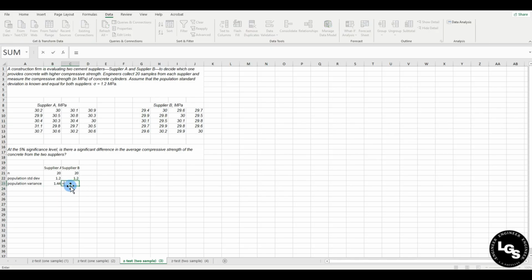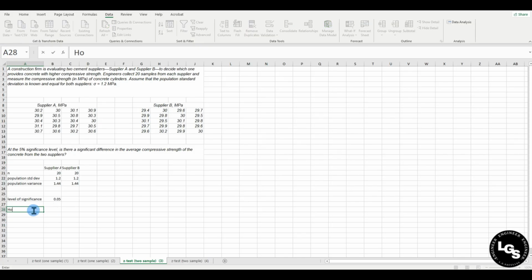Same with this one. So mathematically, they also have the same variance because their standard deviations are the same. Then the alpha, or the level of significance for this test, is 5%, or 0.05. Then next, let's write its hypothesis.